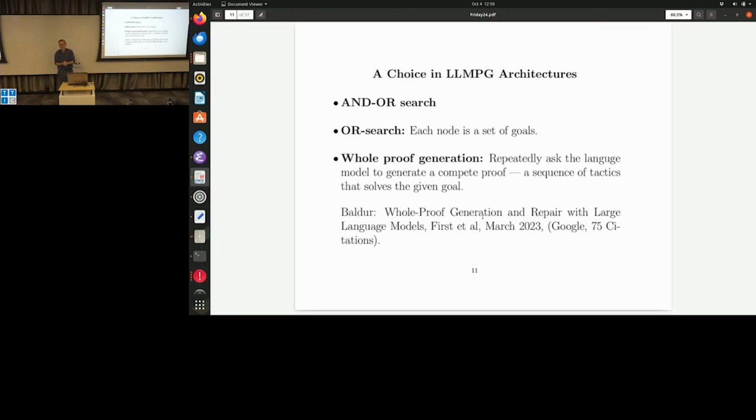I see. But for proving a theorem, I would assume the tree is not known a priori, unlike a game. Well, it has that infinite OR branch, which is what you were pointing at. So what you can do is build the tree by seeing what the language model proposes, and then take the proposals from the language model and define the tree.